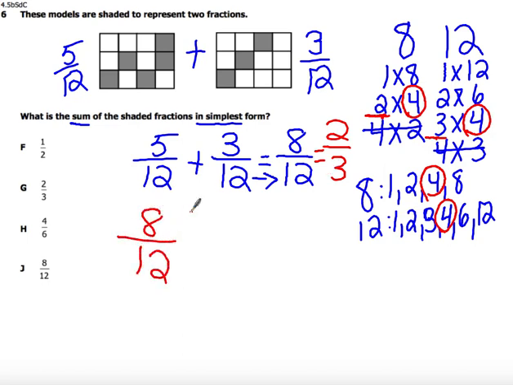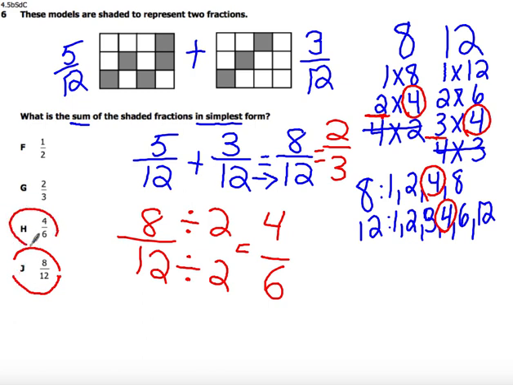Had we used division to do this, and we had chosen the wrong number, we could have chosen 2. It's not big enough, but it divides into both evenly. 8 divided by 2 is what? 4. And then 12 divided by 2 is? 6. And the problem with that is, look at our answer choices. 8/12 was here, and 4/6 was here. But they're both what? Wrong.